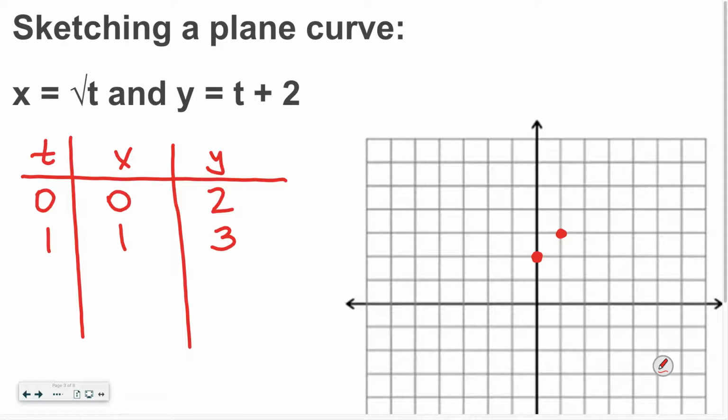Okay? Now, I'm going to make my life a little bit easier. I don't really want to plug in 2, and I don't really want to plug in 3, because I don't really want to plot radicals. But plugging in 4 would be nice, right, Max? Yeah. Because then we get the square root of 4 and 4 plus 2. Okay? What is this creating?